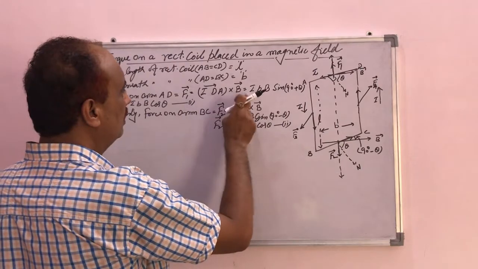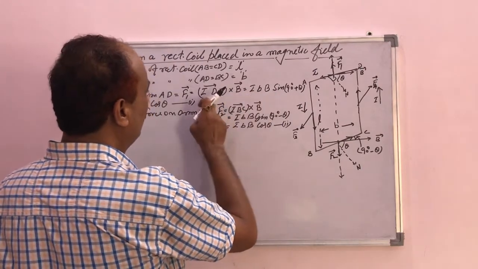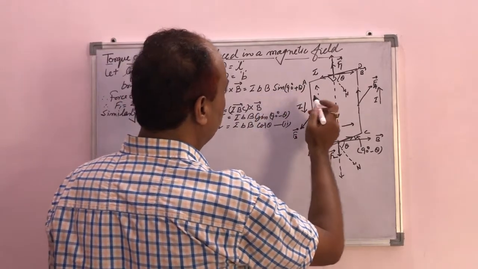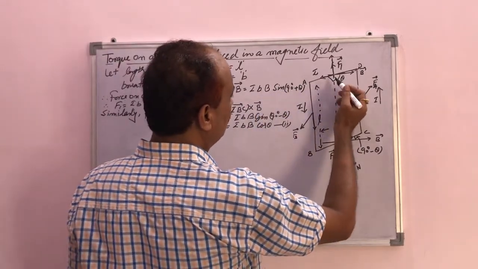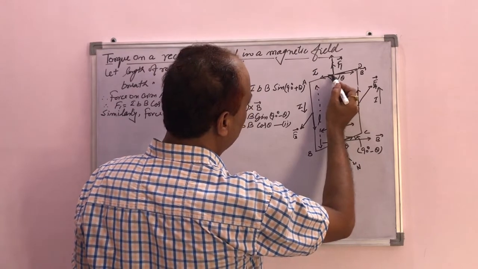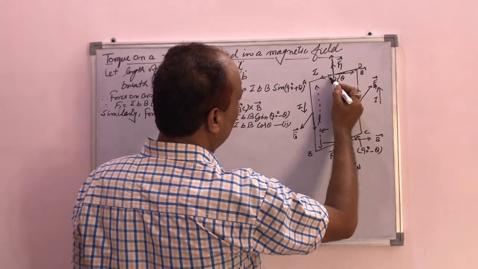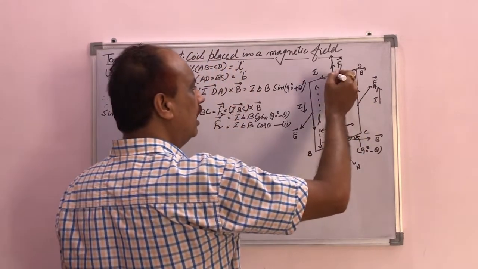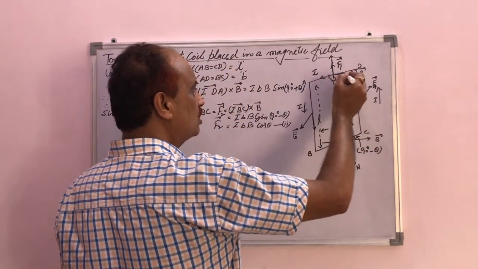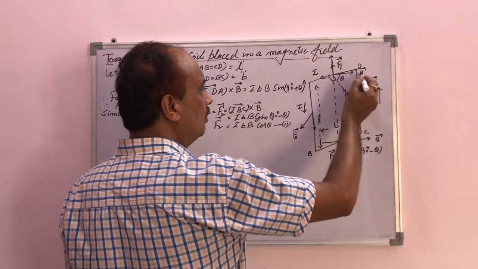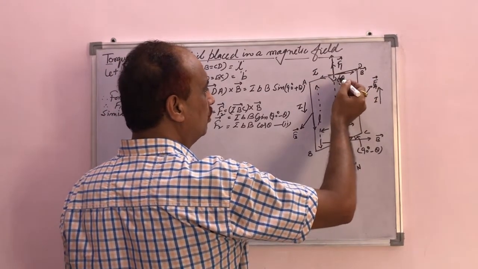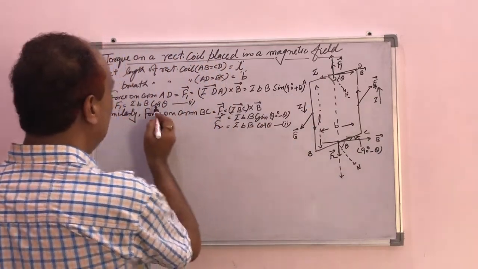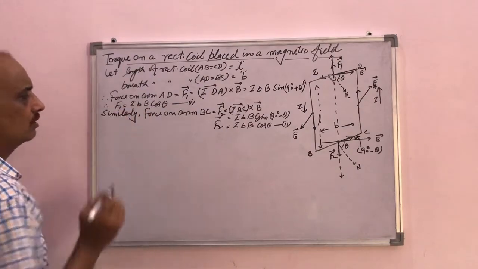So replace AD by B. In magnitude we can write IBB sin(90 plus theta). What is the angle between the current element and the field? This is the current element, and the angle between it and the dotted line, the normal drawn at this point, is 90 degrees. The angle between the vector B and the normal is theta. The total is 90 degrees plus theta, and sin(90 plus theta) equals cos theta. So F1 equals IBB cos theta.